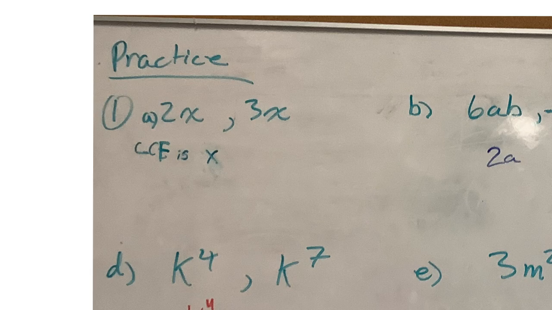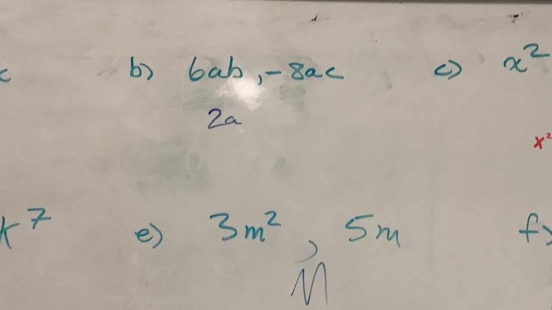Now when we go to question number 2B, we have 6ab and minus 8ac. The only time we end up with a negative as part of our answer is when you have a negative number on the front of both terms. Now, this problem has 6 and negative 8. The only thing that divides both 6 and 8 is a 2. So we end up having a GCF of 2a.